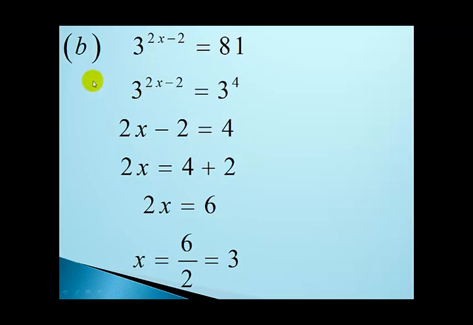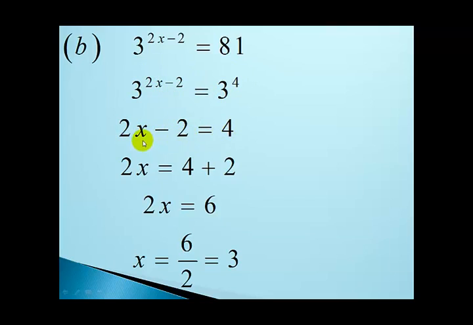Now, we look at solution to question B. 3 raised to the power 2x minus 2 is equal to 81. The bases are not the same, so we have to express 81 to have the base 3. Now 81 can be expressed as 3 raised to the power 4. This is because 3 raised to the power 4 is the same as 81. Now the bases are the same, so we equate the exponent. The exponent on the left hand side is 2x minus 2, and the exponent on the right hand side is 4. And so equating the exponent, we have 2x minus 2 equals 4.